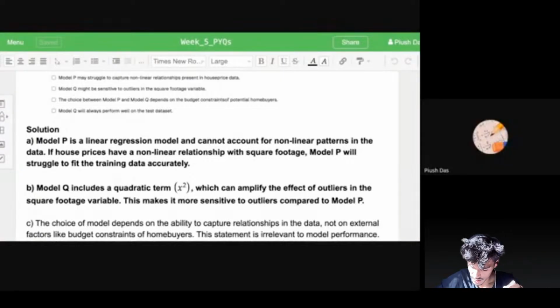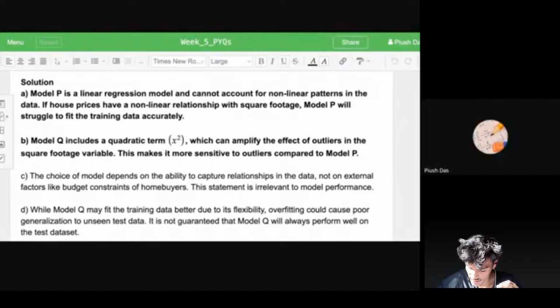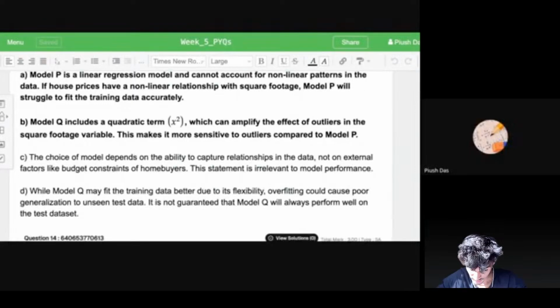The choice of model depends on the ability to capture relationships in the data and not on external factors like budget constraints. Model Q may fit the training data better due to its flexibility. Overfitting could cause poor generalization to unseen data. It is not guaranteed that model Q will always perform well on the test data.